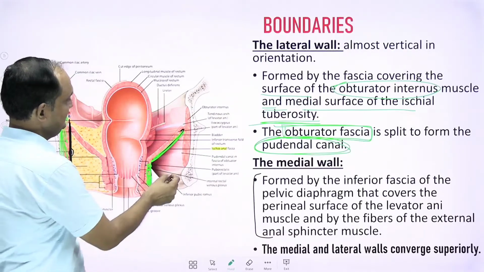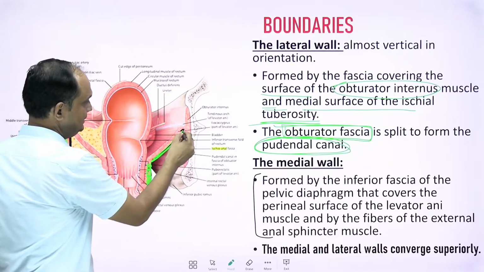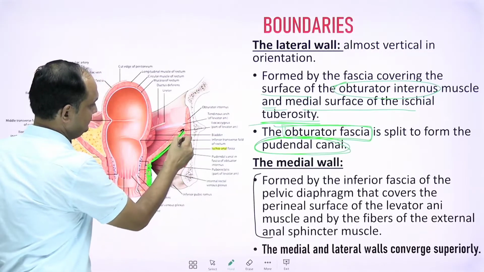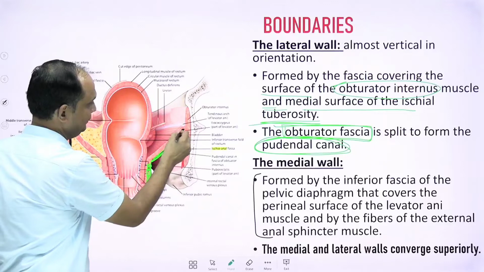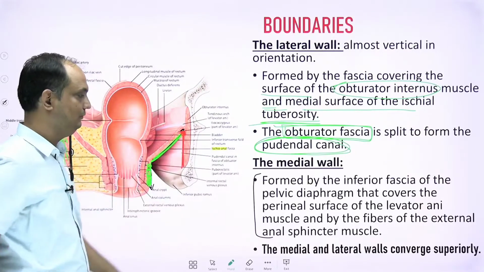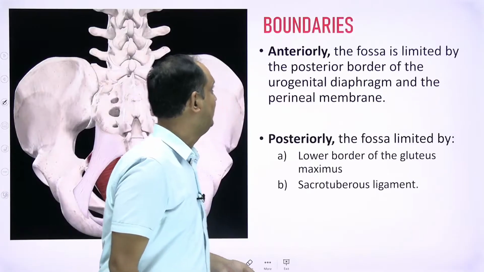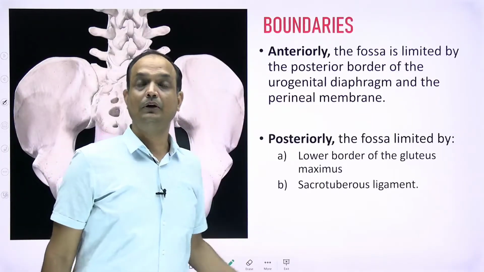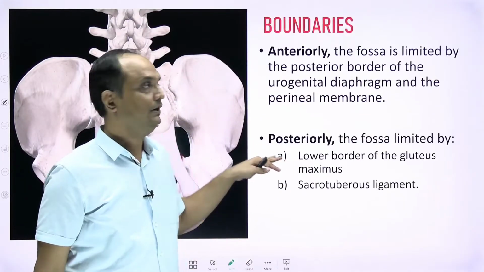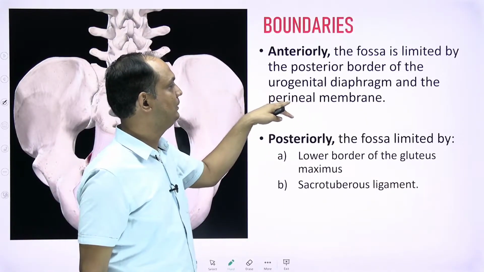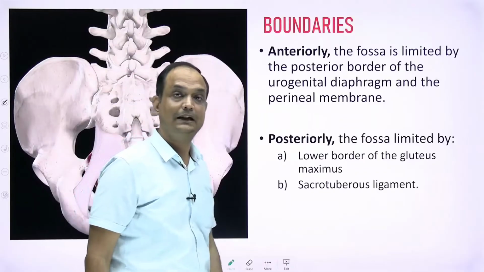Now when you see the medial wall, it is joining here with the lateral wall. So this is your lateral wall, and this point of joining of medial and lateral wall is known as apex of ischioanal fossa. Now what is the anterior boundary and what is the posterior boundary? Now anteriorly, the fossa is limited by the posterior border of urogenital diaphragm and perineal membrane.